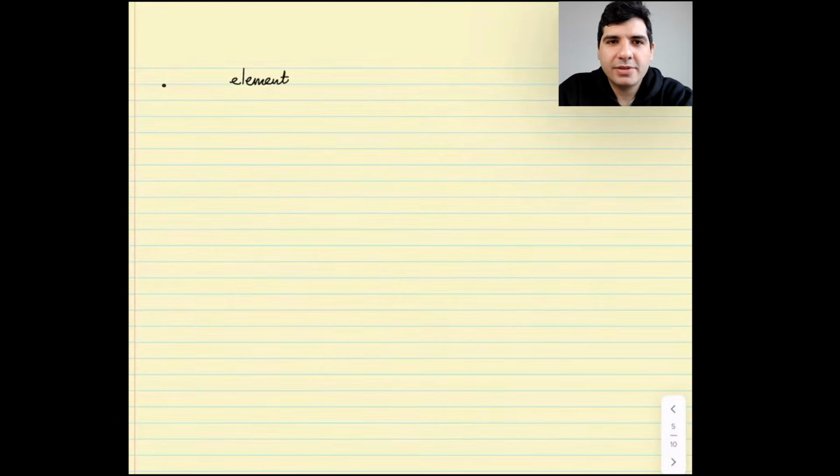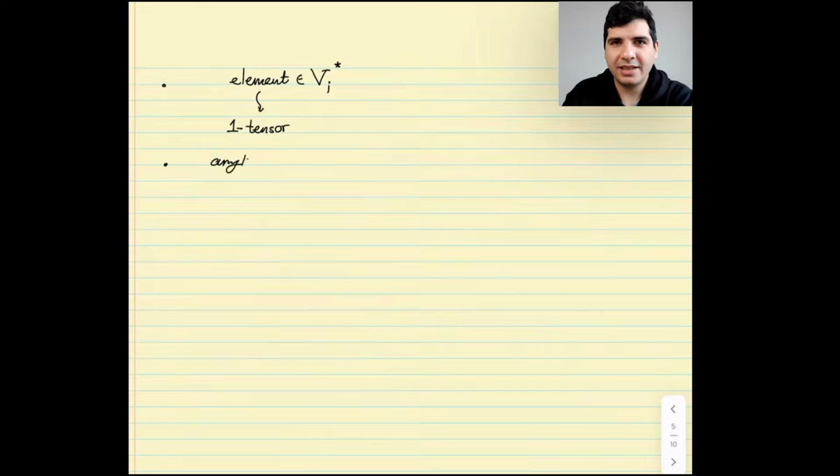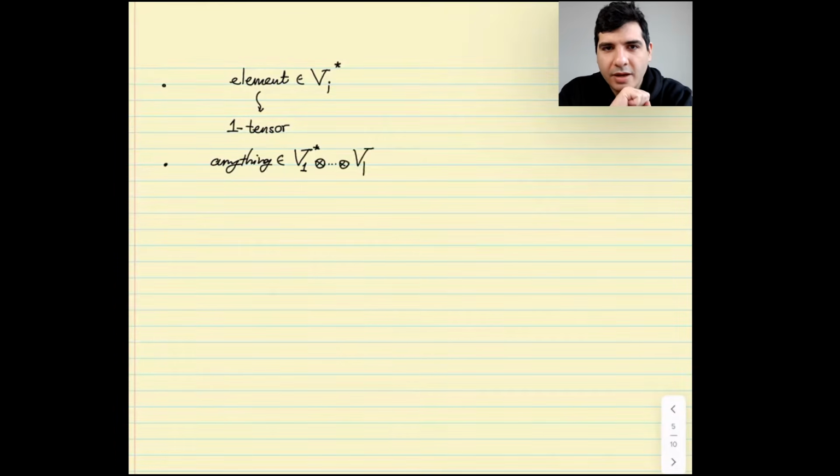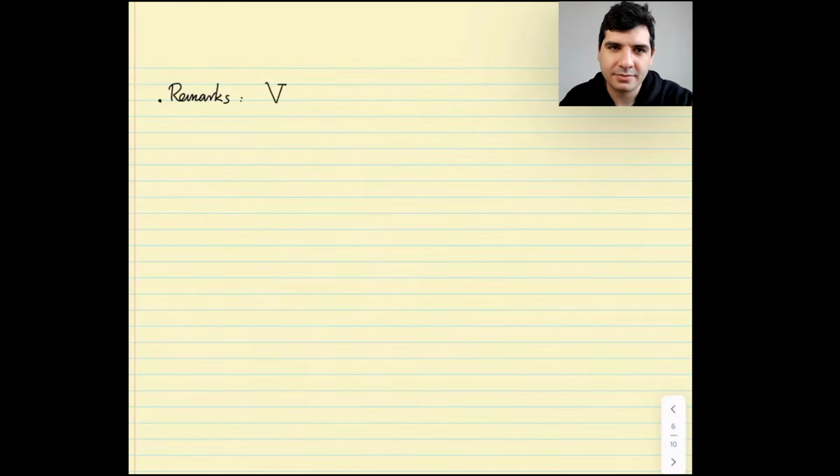Let's just introduce a vocabulary. For any vector space Vi, any element in the dual space of that can be called a one tensor. That's just the name, right? So a one tensor is just a linear map from Vi to R. And if you pick any element in V1 star tensor up to tensor Vk star, we call that a K tensor. So it's a multilinear map with domain being product of K vector spaces. We call that a K tensor. Okay, so tensors at this point are just multilinear maps for us.